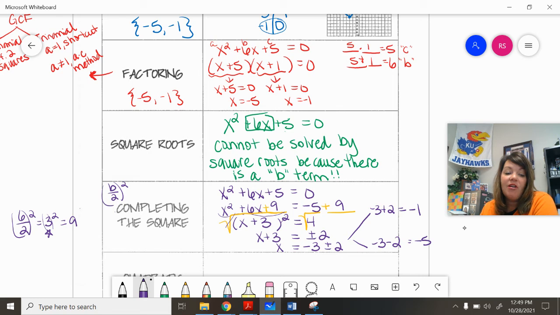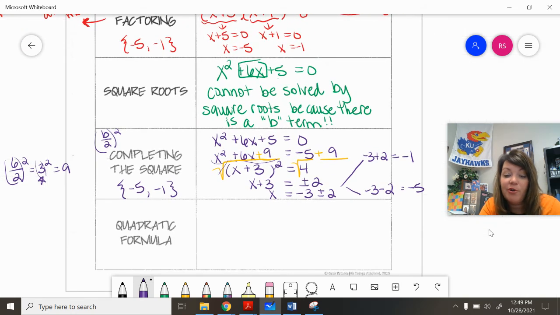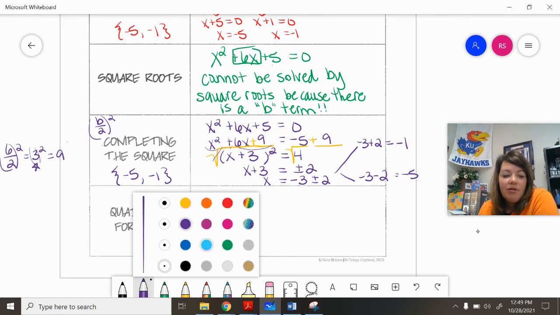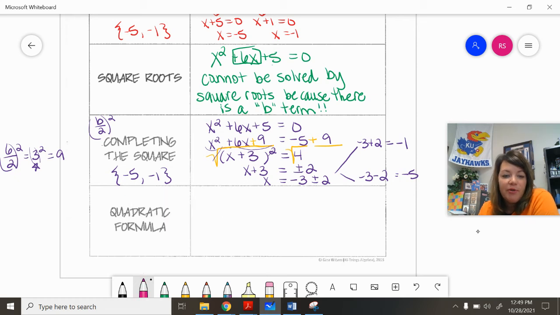So there's how we solve that same equation by completing the square. I get -5 and -1. All right, let's do it one more way. Let's do it by quadratic formula, and then we will have solved it all the different ways except by square rooting, which we can't do because it has a b term.